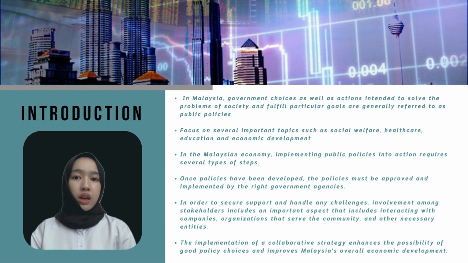In the Malaysian economy, implementing public policy into action requires several steps. Initially, those who make decisions establish economic policy that focuses on particular issues including increasing growth in the economy, reducing inflation, and advancing sustainable development. Once policies have been developed, the policy must be approved and implemented by the right government agency. The implementation of the policy is the duty of the department and agency of the government that governs the policy's specific section. After it has been approved, the policy may be modified according to public feedback and changes in circumstances to guarantee the rules remain in harmony with Malaysia's dynamic economy.